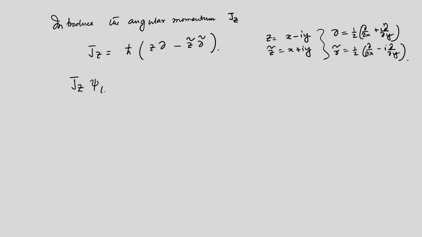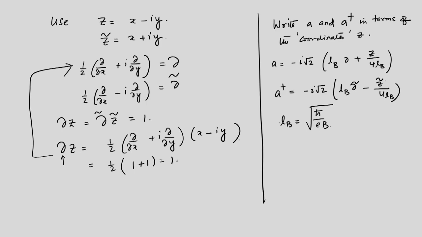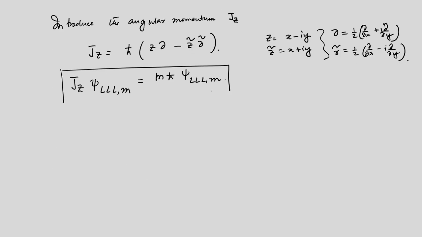You can check that JZ acting on these psi LLM, even for m equal to 0, gives you m h cross psi LLM, which is a known result even in, say, the hydrogen atom problem. So you put in all these z and delta and take the form that you have. Do not put in the explicit form of z, keep z and z tilde as they are, and remember that z mod square is nothing but z z tilde. When you take a derivative with respect to z, you are left with a z tilde, and when you take a derivative with respect to z tilde, you are left with a z. So that is the relation that you have.